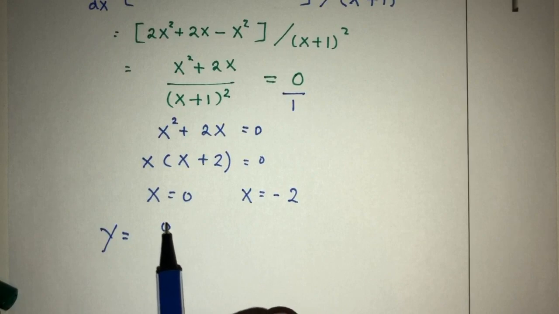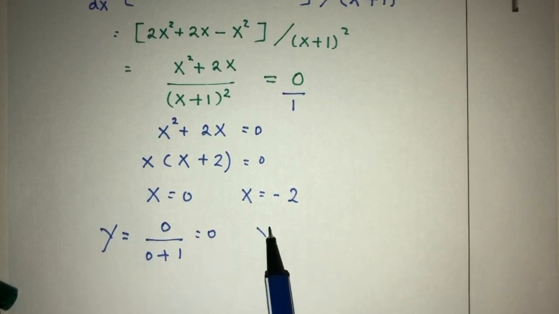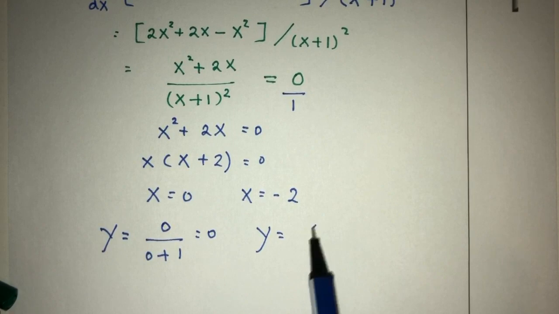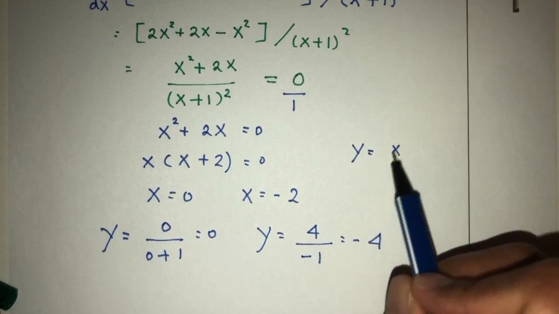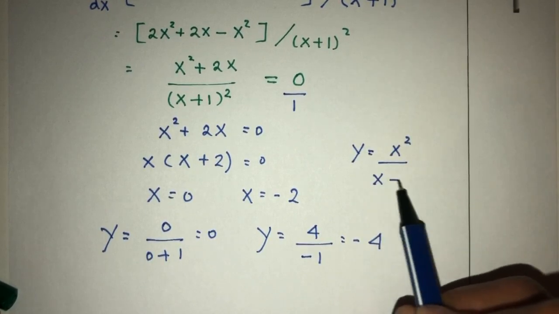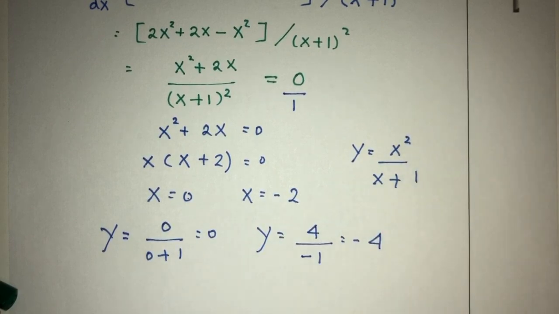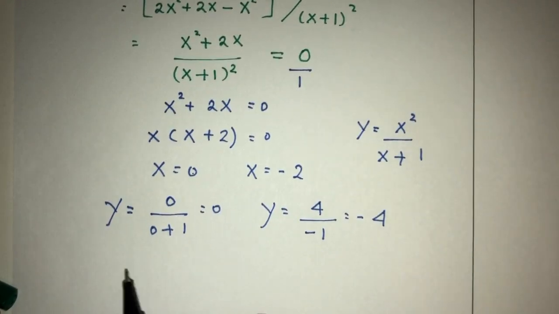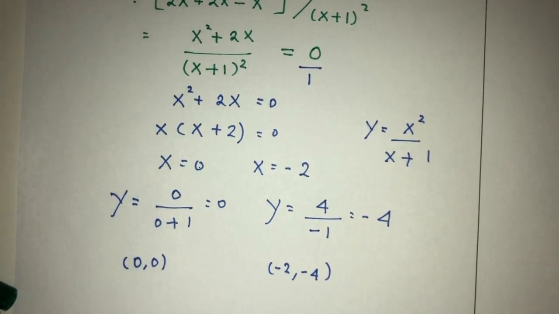So find the corresponding value of y. That will be 0 over 0 plus 1 is 0, obviously. So here will be 4 over minus 1, that will be minus 4. So y is actually equal to the equation that we have already, which is the curve. So we place this value in here to find these corresponding values. So the points here we have is (0, 0), and here we have (minus 2, minus 4). That will be the stationary points.